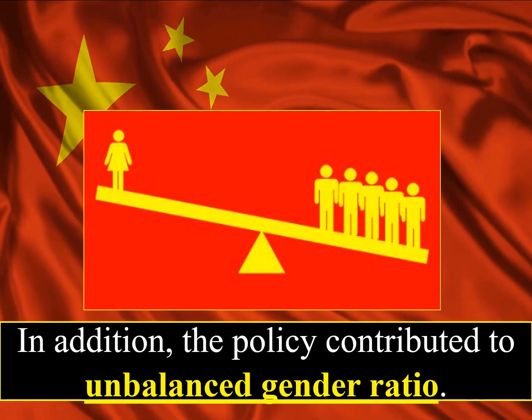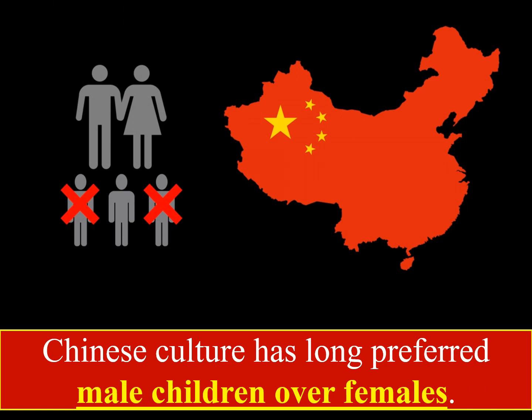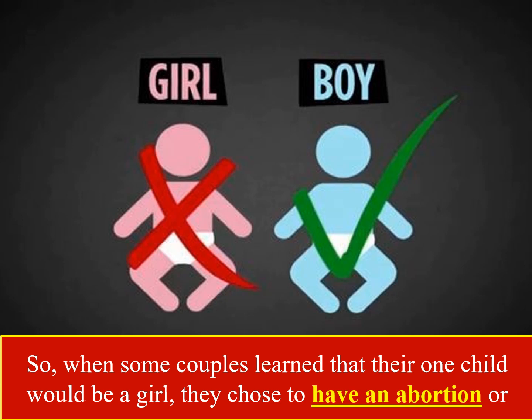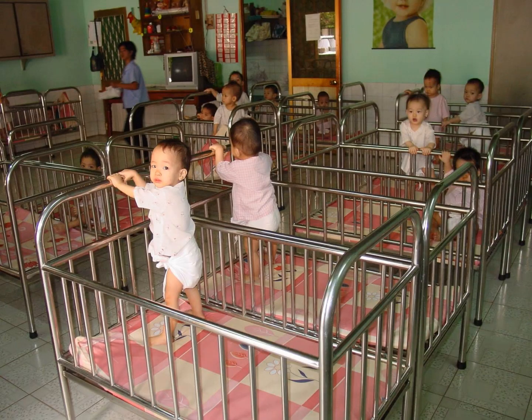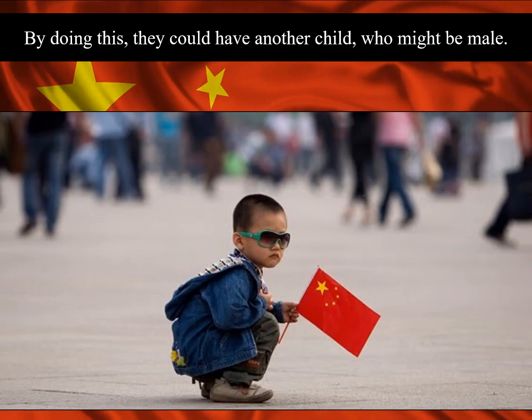In addition, we said the policy has also contributed to an unbalanced gender ratio, where there's a lot more males than females today. Chinese culture has long preferred male children over females, and one reason is because the oldest male is going to take care of the parents in old age. So when some couples learned that their one child would be a girl, they either chose to have an abortion or gave the baby up for adoption. By doing this, they could have another child who might be male.